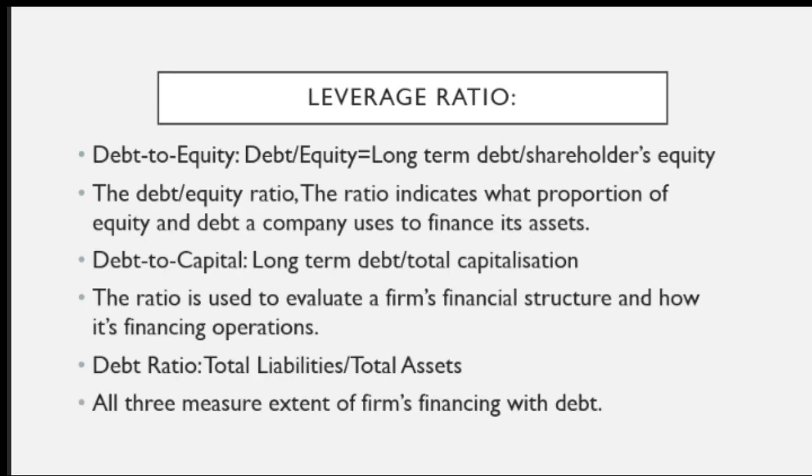Leverage ratios. Debt to equity is equal to long-term debt divided by shareholder equity. The debt equity ratio indicates what proportion of equity and debt a company uses to finance its assets. Debt to capital is long-term debt divided by total capitalization. The ratio is used to evaluate a firm's financial structure and how it finances its operations. Debt ratio is total liabilities divided by total assets. All three measure the extent of the firm's financing with debt.